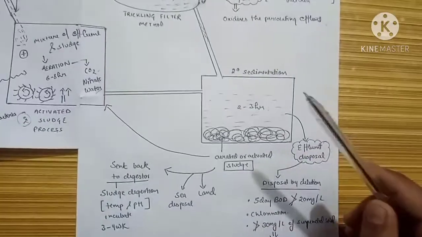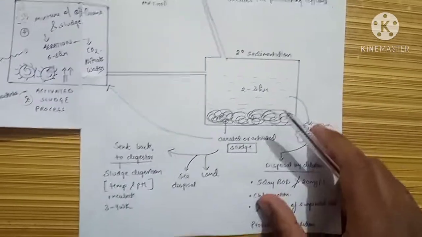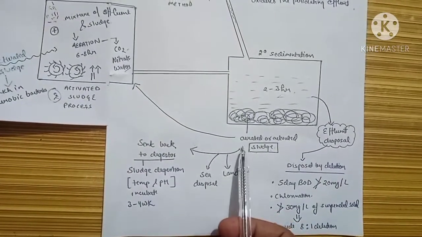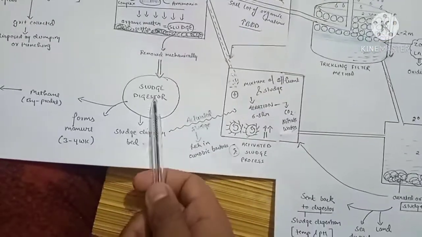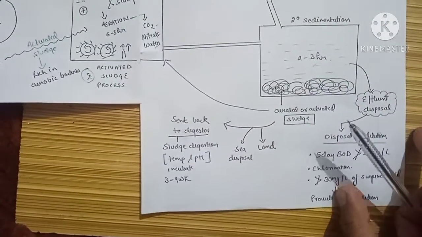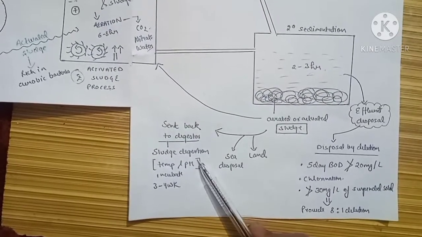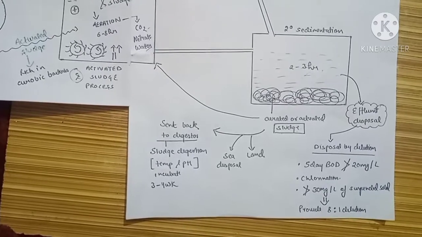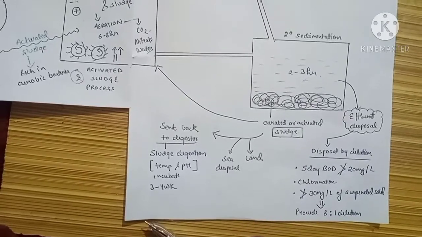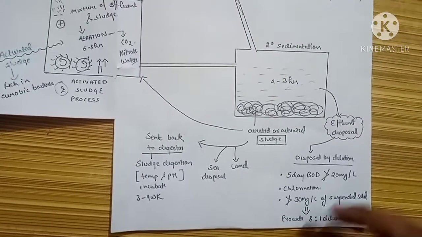Now we have two things left to be treated. The first one is the sludge, which is being used again. The first use is that it is sent again to the activated sludge process. Another use is that it goes to the sludge digester, where, as we have already studied, it is used as manure and methane gas. But we need to understand that sludge digestion occurs only at an appropriate temperature and pH, where we incubate it for 3 to 4 weeks. Other ways of sludge disposal are sea disposal and land disposal. But the sludge digester is a far better way of treating sludge.